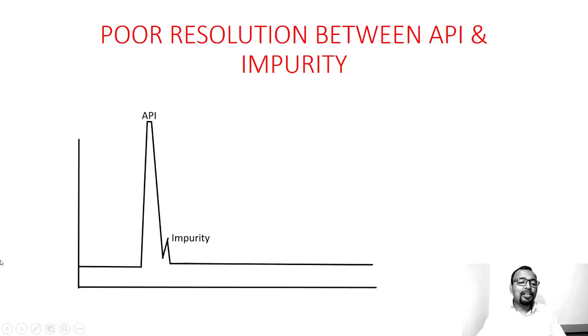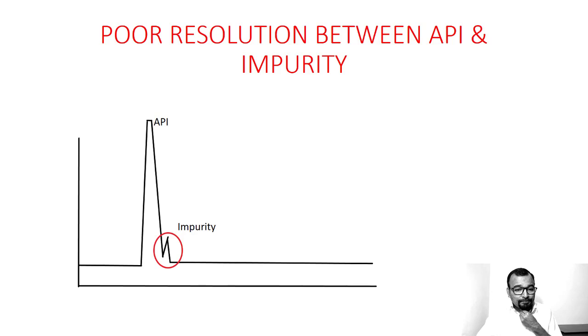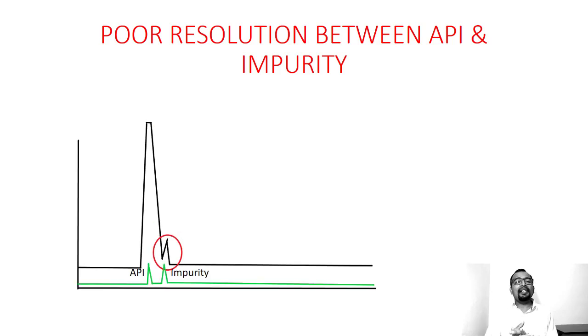So if your impurity is eluting at the tailing of the API peak, what happens next? While performing the linearity, in most cases, people prepare the API concentration with respect not to the sample concentration, but with respect to the unknown impurities concentration. And if they prepare the API at the unknown impurities concentration, as seen in the green chromatogram, the response of API will go down.